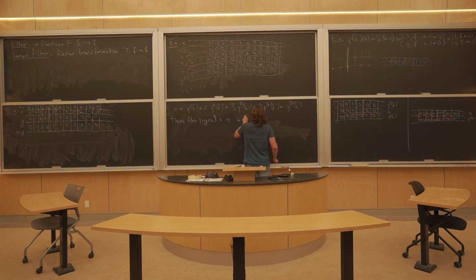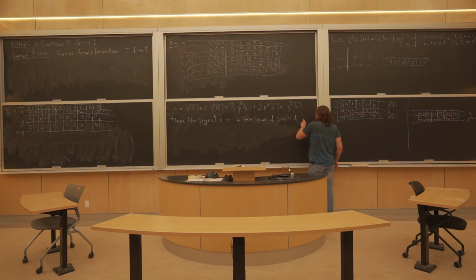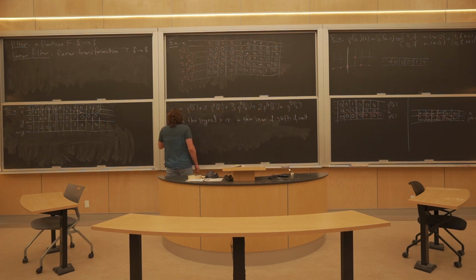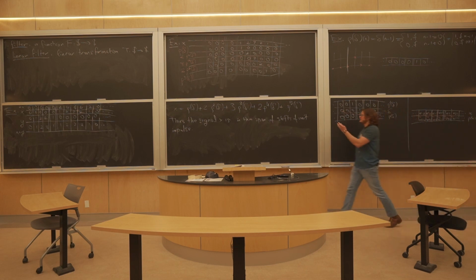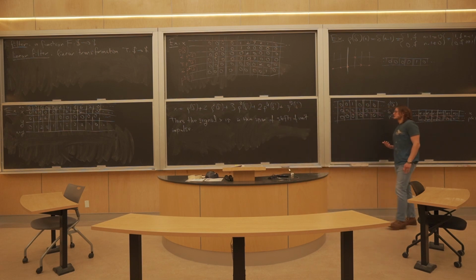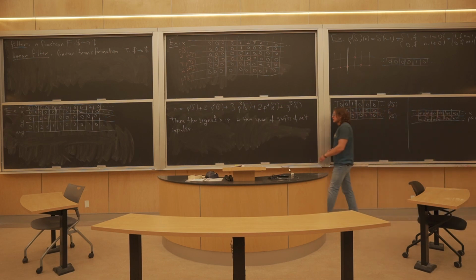So x is in the span of shifts of unit impulse. Okay. Now, let me ask you this. If I were to take a bunch of shifts of delta, would these shifted signals be linearly independent? Now that we have a vector space, we can certainly talk about whether or not signals are linearly independent or not.